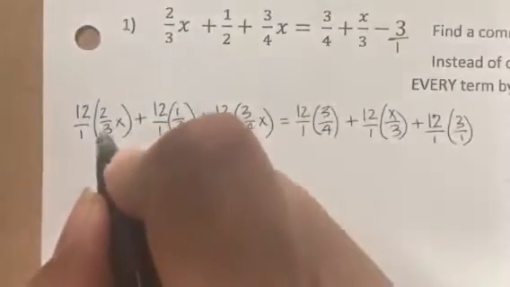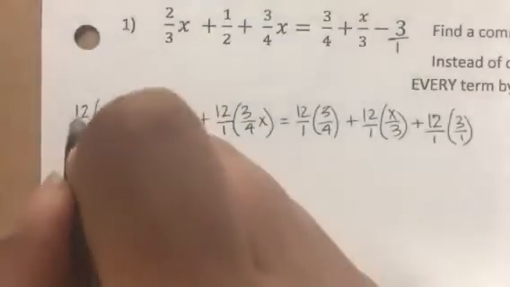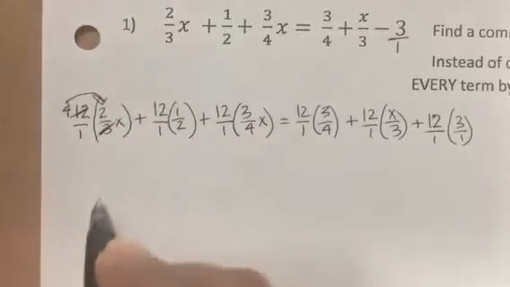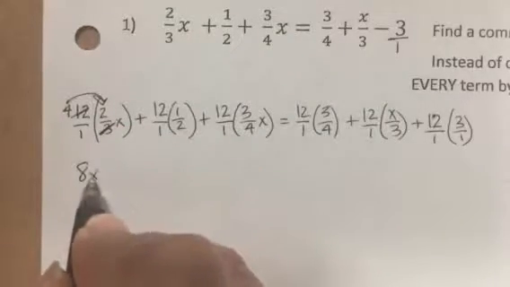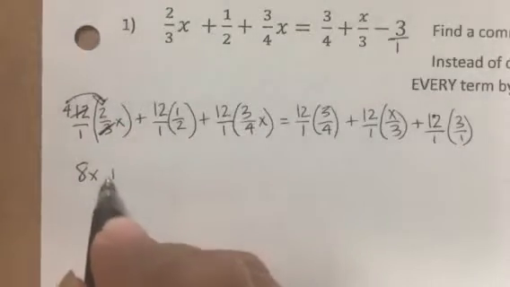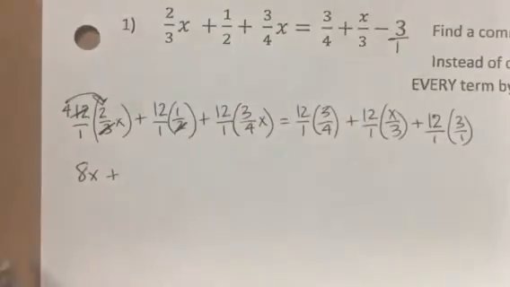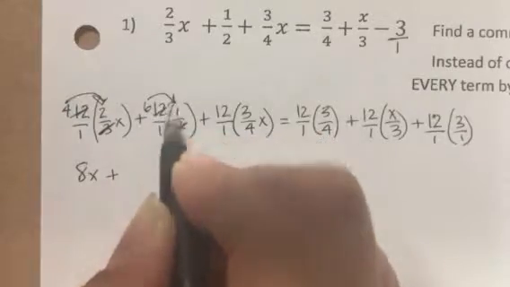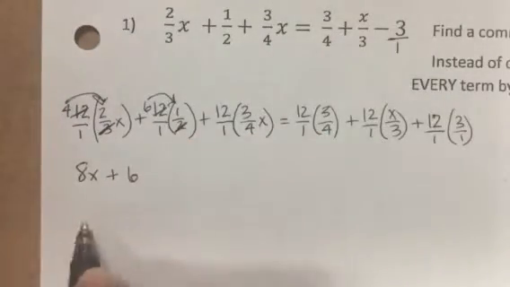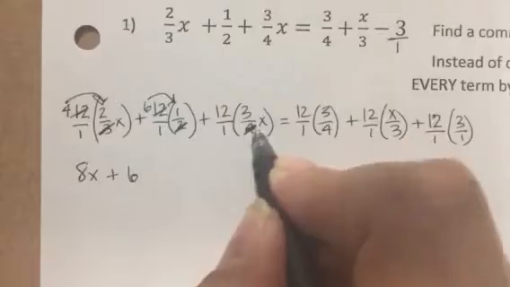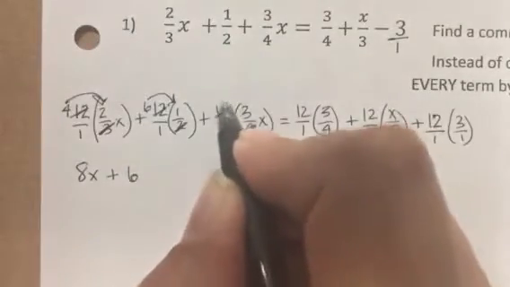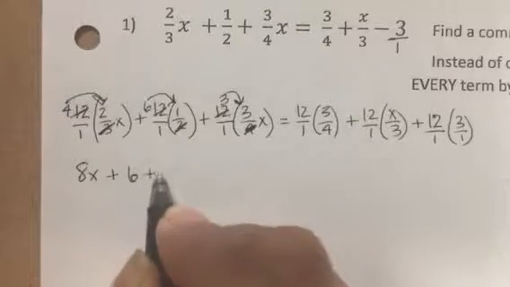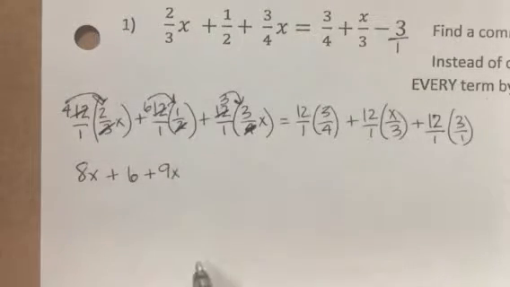Cross reduce. 3 will go into itself 1 time. 3 will go into 12 4 times. 4 times 2 is 8, so I have 8x. Plus 2 will go into itself 1 time. 2 will go into 12 6 times. 6 times 1 is 6. 4 will go into itself 1 time. 4 will go into 12 3 times. 3 times 3 is 9, and that has an x attached to it.